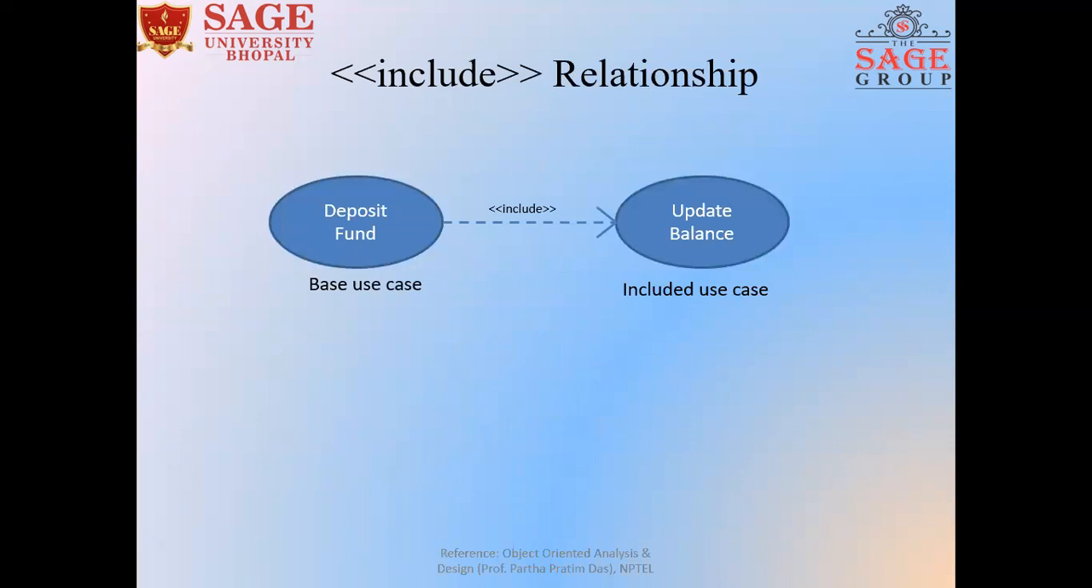For example, there are two use cases. There is a use case deposit fund. We call this the base use case, and another use case is update balance. This use case is called the included use case. So as we see, there is an include type of relationship between deposit fund and update balance. Whenever we deposit funds into our account, it automatically updates the balance. So it means the deposit fund use case always includes the update balance use case to execute.